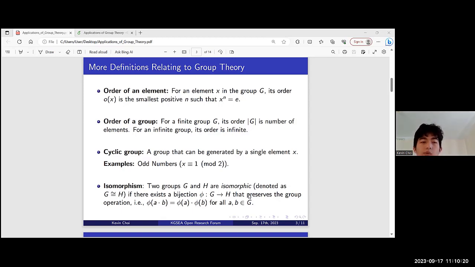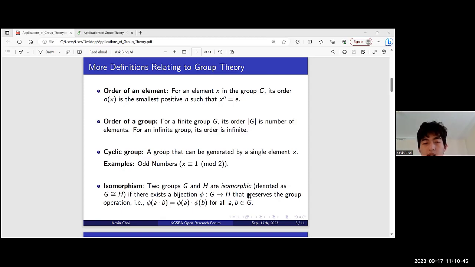Next, we have a cyclic group, which is a group that can be generated by just a single element. One example to understand it better is the odd numbers in general, where x is 1 mod 2, because if you continue multiplying odd numbers, the results are going to be odd numbers. There won't be any change, right? So that'll be one example of a cyclic group.